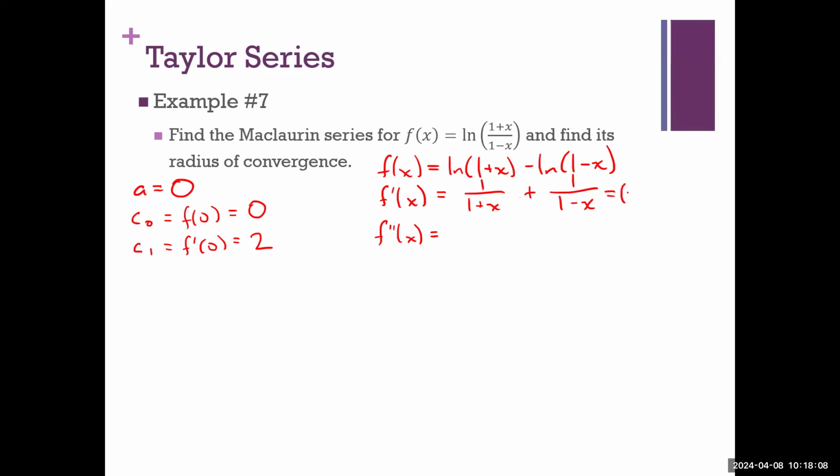Maybe I'll rewrite this: 1 plus x to the negative 1 plus 1 minus x to the negative 1. Does that make it easier to take a derivative? What is it? Negative 1 times 1 plus x to the negative 2, minus 1 minus x to the negative 2.